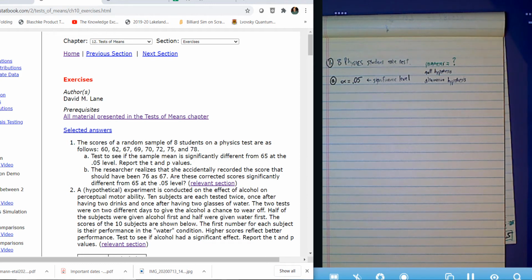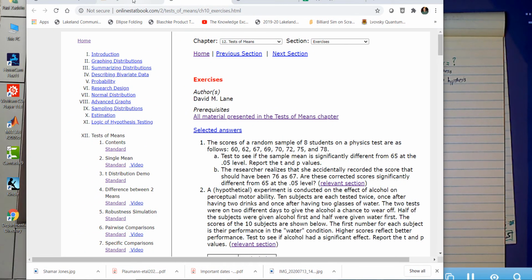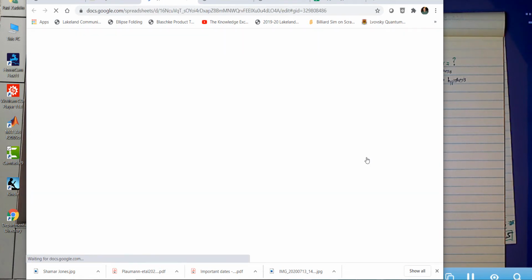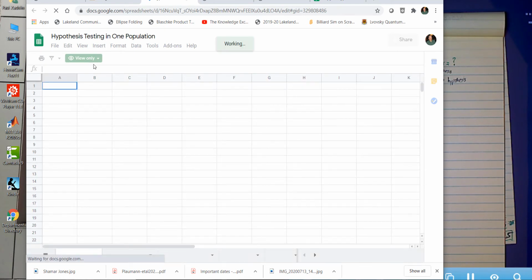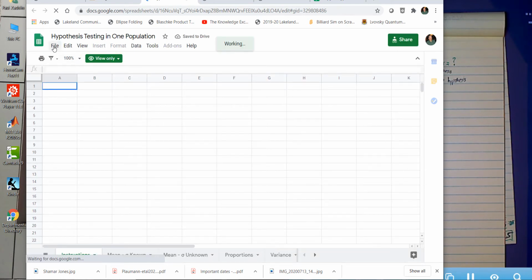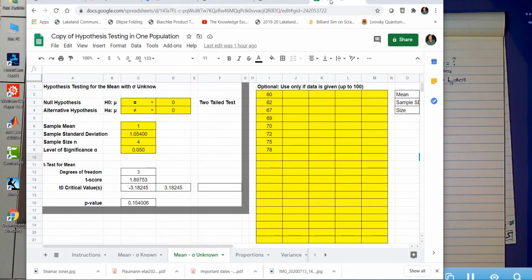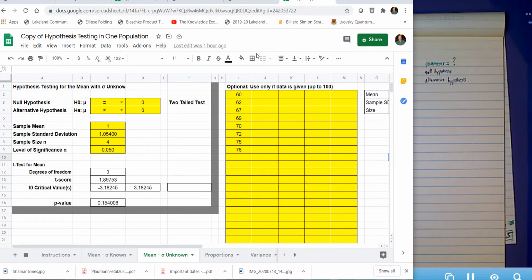I mentioned to you on the assignment, let me go back to the assignment itself, that it might be useful to use the Google sheet entitled Hypothesis Testing with One Population. If I click on that, I get this. Now remember, to use these, you're going to have to make a copy. If I click on make a copy, now I have a copy here where I can edit the sheet.